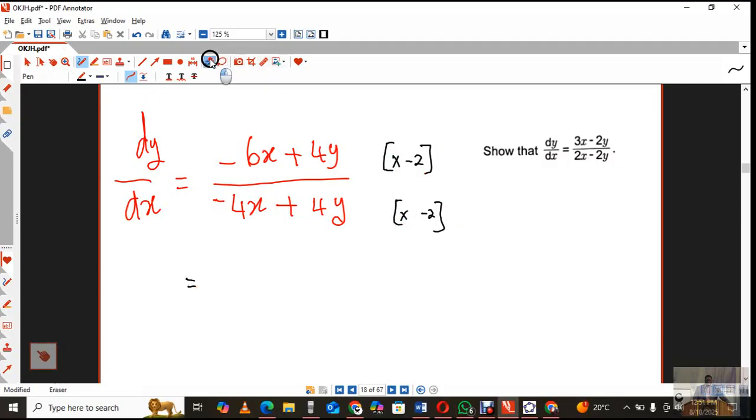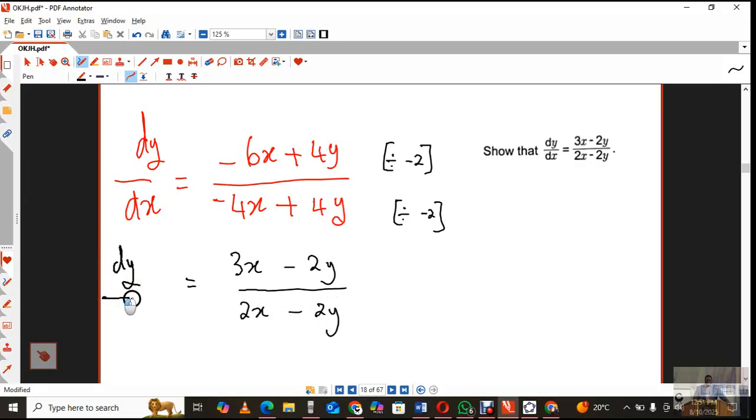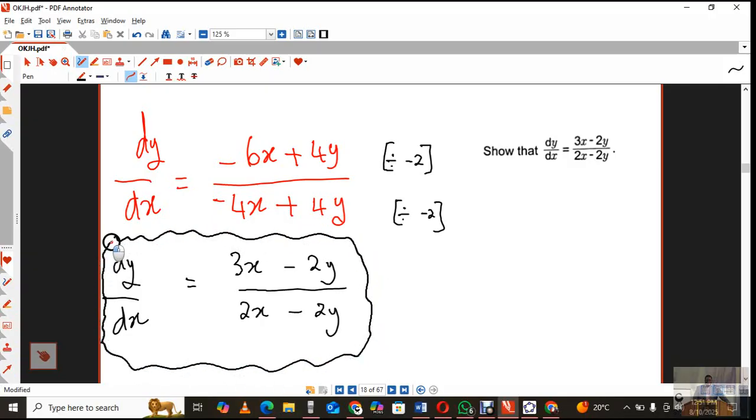No, I think it's divided, okay? That's divided because you don't want to make it bigger, we want to reduce it. So we divide each term by -2. When you do that, you're going to get 3x, -2 here, minus 2y. When you divide a negative into a negative, you're going to get 2x, and here, minus 2y. This is dy dx. Surely it looks exactly like what they have told us we are supposed to do.